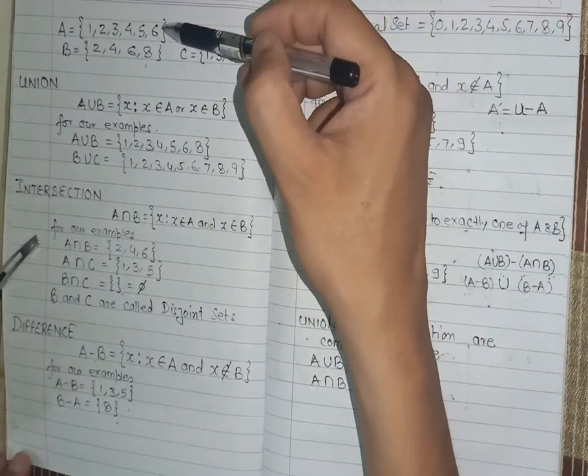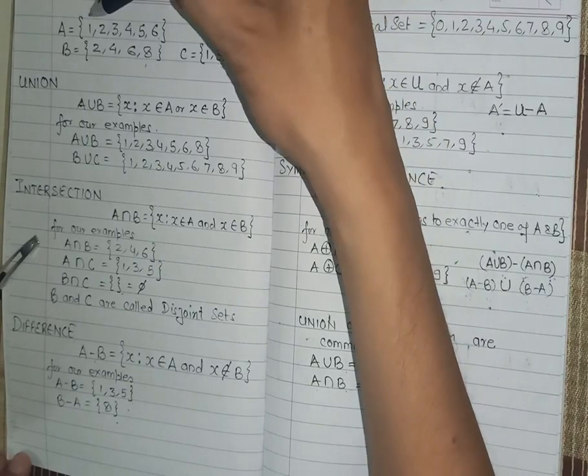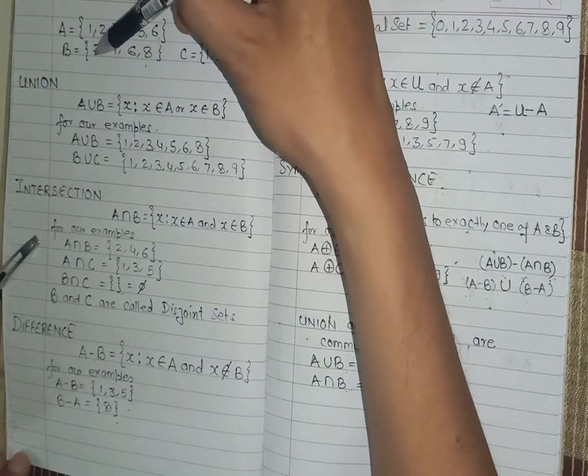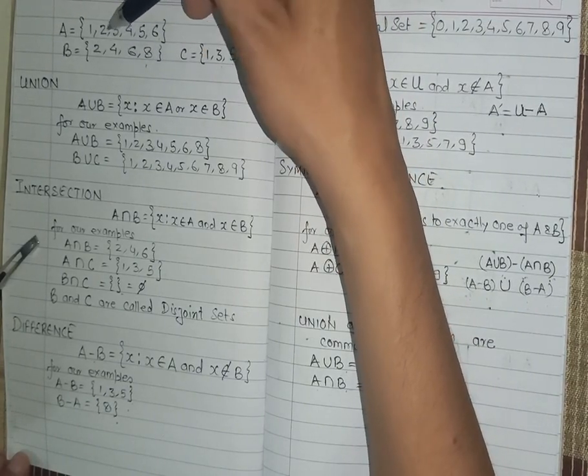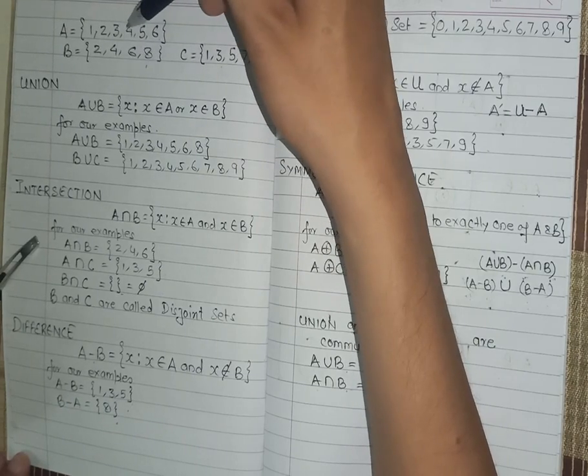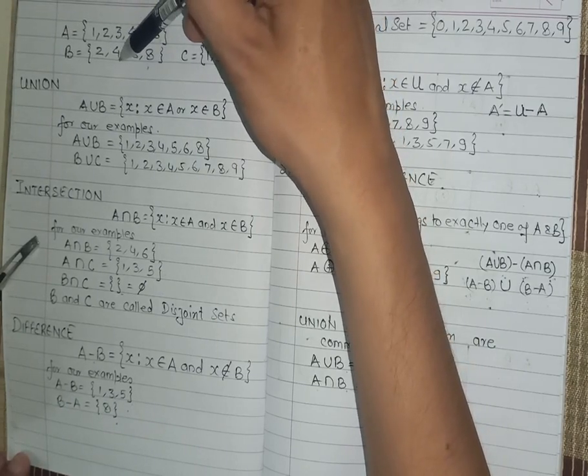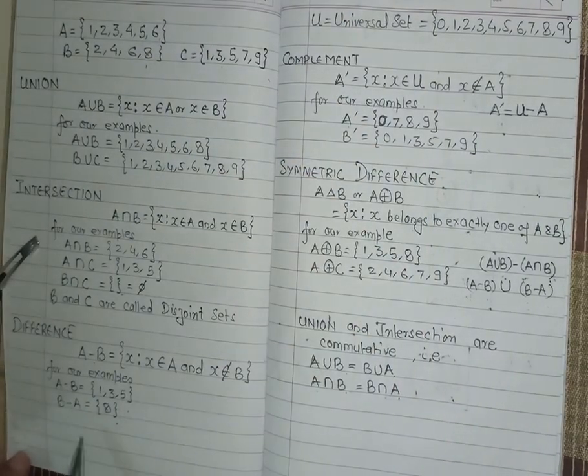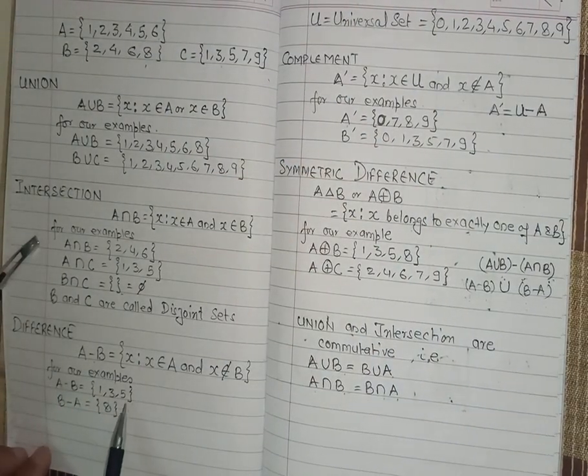So if I take A minus B, then the elements will be 1, 2 as it is present already in B, so it will not be taken. 3, 4 will not be taken as it is also present in B, and 5. So A minus B will be 1, 3, 5.